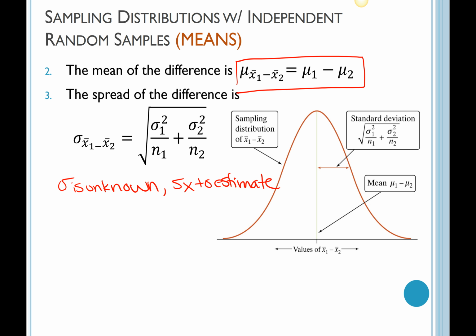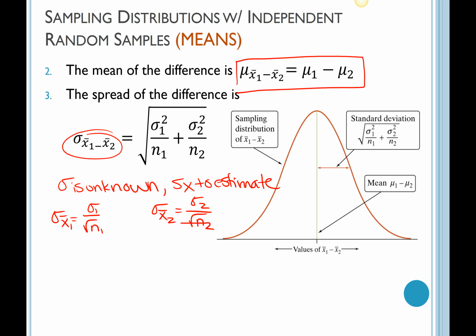It's very, very easy. Remember that we had sigma x bar back in chapter 7 being equal to sigma divided by the square root of n. The only thing I'm going to do this time is add a little subscript 1 to all of those, to denote that first sample. I'm going to do it again with sigma x bar sub 2 being sigma 2 over the square root of n2.